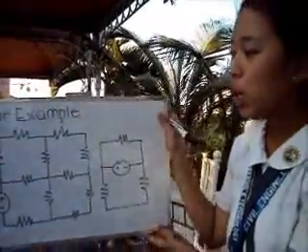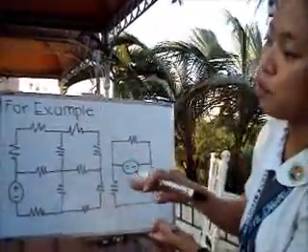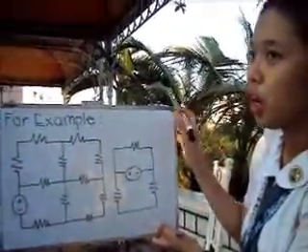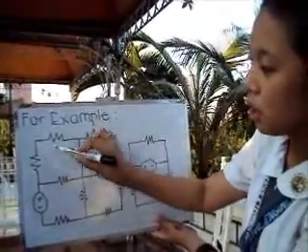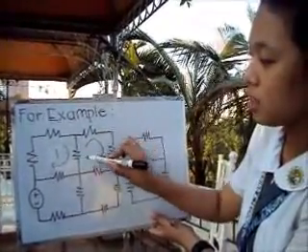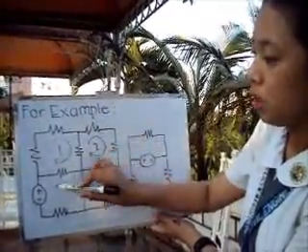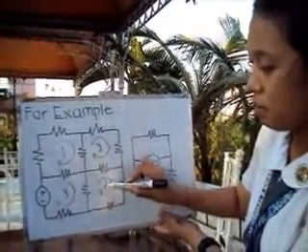So this is an example of a mesh so that we will know what a mesh is in a circuit. In this circuit we have how many meshes? Of course we have 4. So I will show you what are the meshes in this circuit. This is mesh 1, this is mesh 2, this is mesh 3, and this is mesh 4.